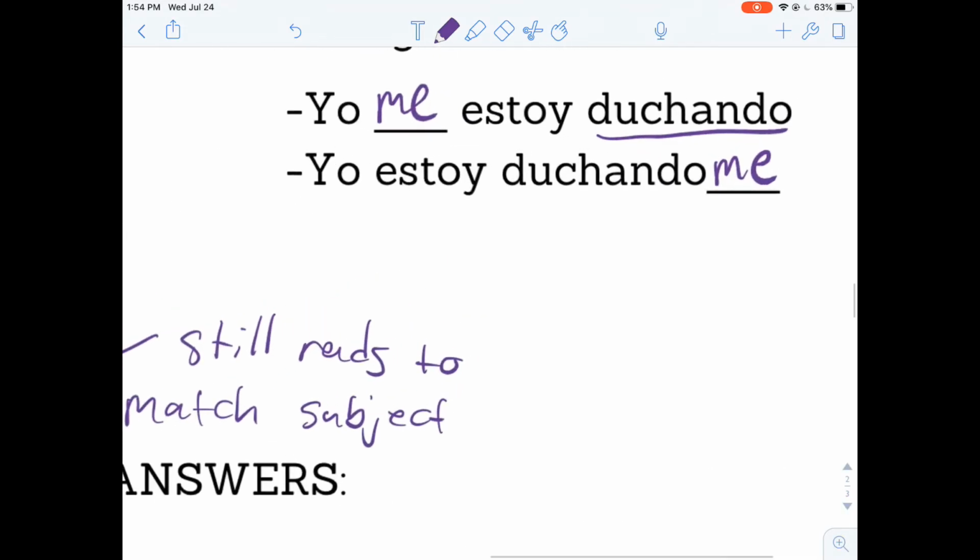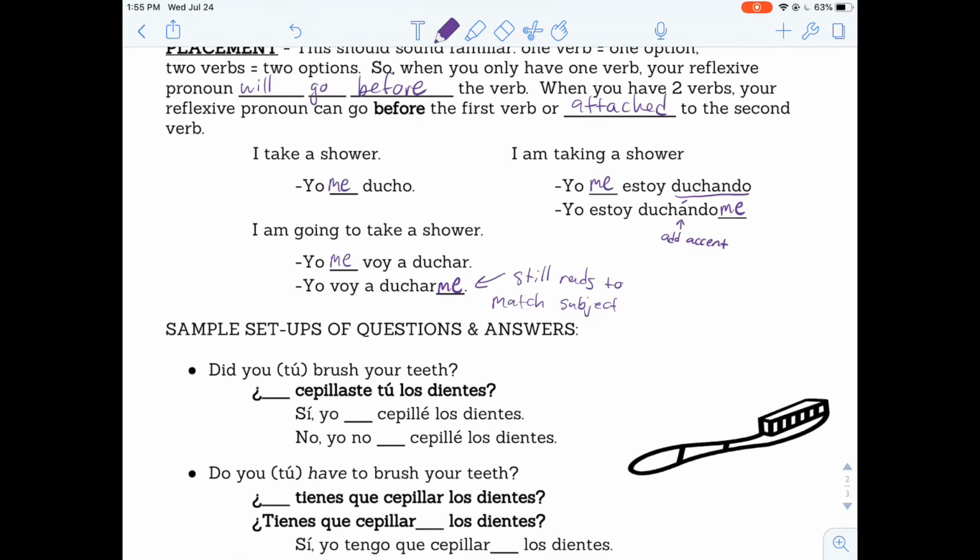My stress was on the A. So how do I keep the stress on the A? I have to add an accent mark. And that's for any time you would use it this way. Anytime you want to put the reflexive pronoun attached to a present participle, you're going to put an accent mark on the A, or if it's an ER or IR verb, on the E in yendo.